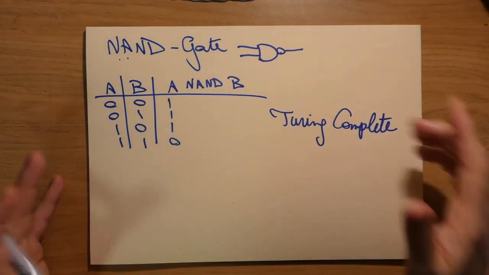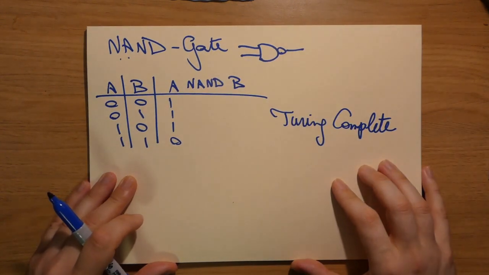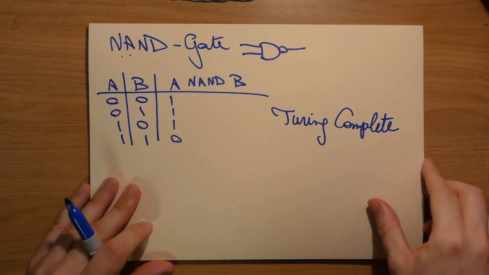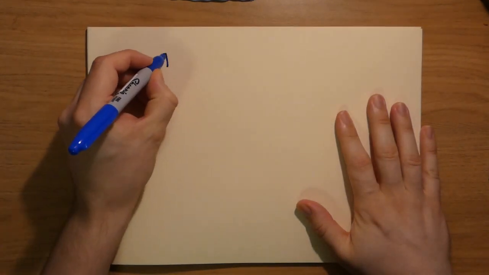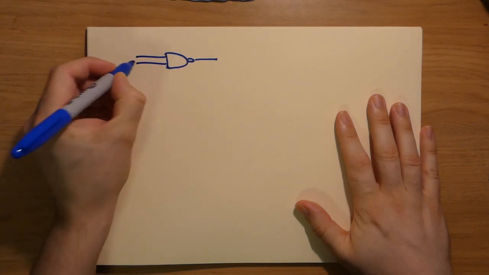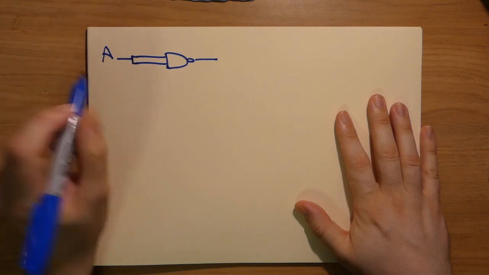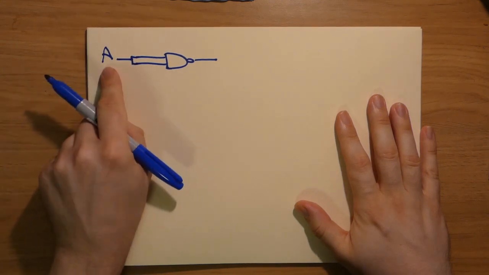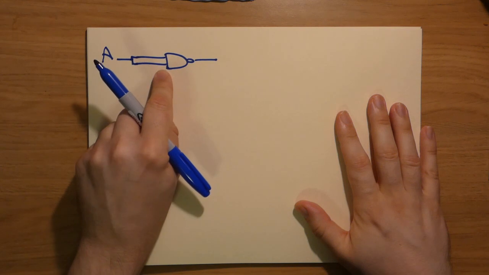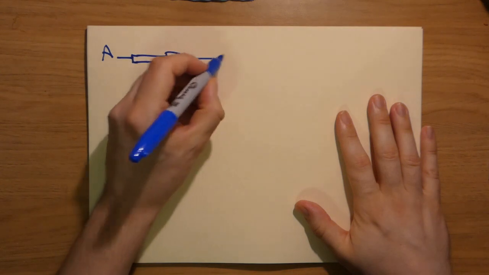Since with NAND gates you can compute anything, we should be able to simulate all the gates that we've seen so far. So what about the NOT gate, for example? And that one is very simple. What if I have a NAND gate here? I have the input A, and I use that one input A for both inputs of this gate, and I read the output here.